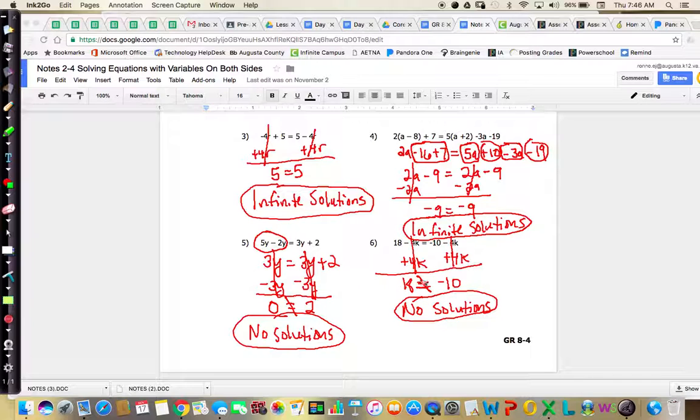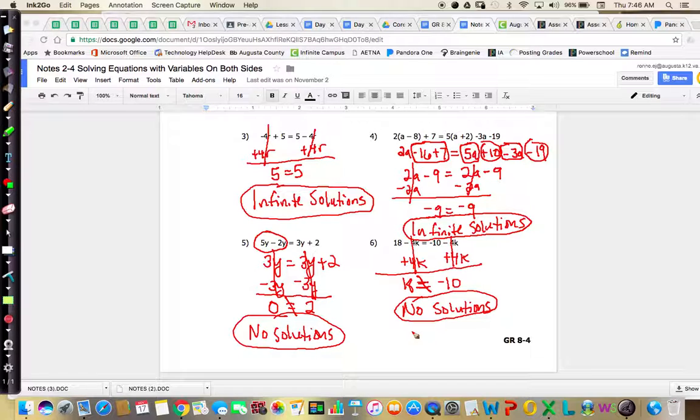And remember, if you don't cross out the equal sign here, then mathematically it's not correct because 18 is not equal to negative 10. So it's not good enough to just write no solutions. Actually cross out the equal sign so that it's mathematically correct.